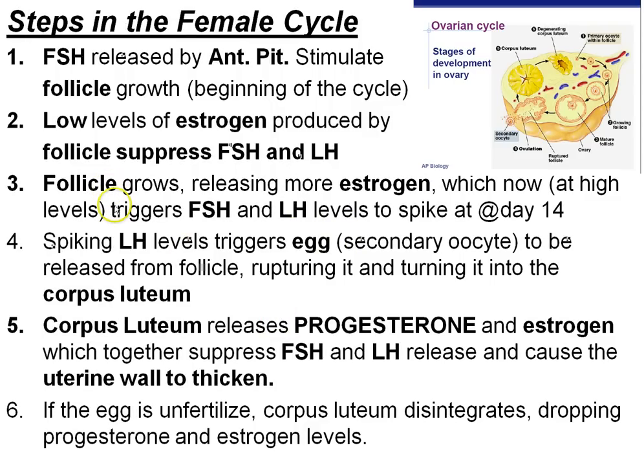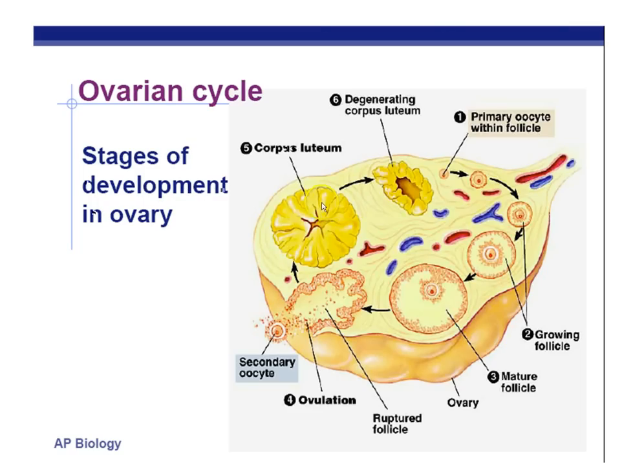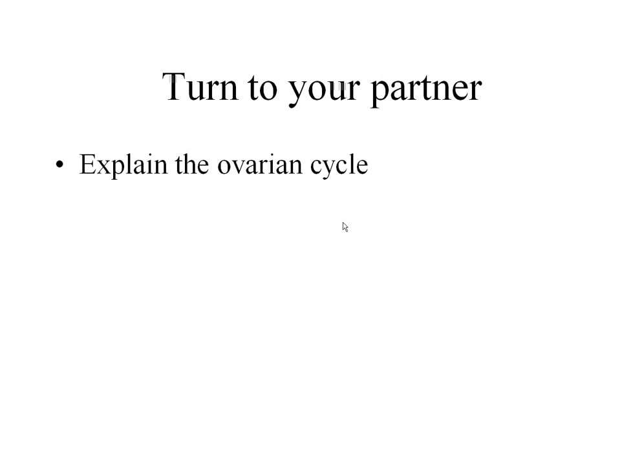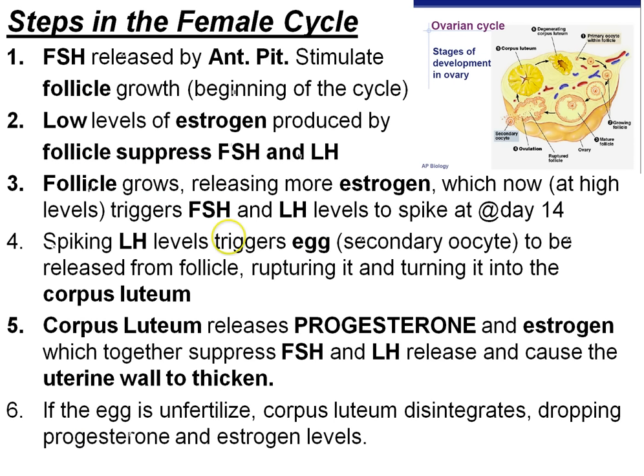So we have the egg released from the ovaries now. We have a ruptured follicle that has turned into a corpus luteum. What's the next step? Well, if we look at our picture, here we have a corpus luteum, no egg inside, and this is going to start making some additional hormones now. All right. So now the corpus luteum is going to release progesterone and estrogen. Remember, the follicle only released estrogen. With progesterone and estrogen together, that's going to suppress FSH and LH release and cause the uterine walls to thicken.